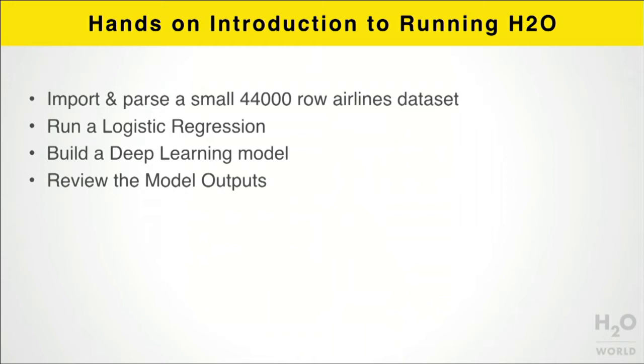So really quickly, going into the airlines demonstration, everyone uses airlines, but it's a good starting point, and we've used it since 3 years ago, so we'll start with that. With the tutorial, we're going to simply import and parse a small 44,000 row airlines data set. We'll build a simple logistic regression and a deep learning model to predict departure delays based on the historical data, review the output of the models, explain why we have such good results or bad results, and then you can tweak it going forward.